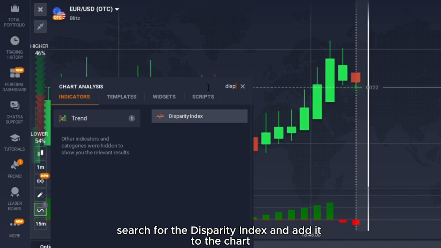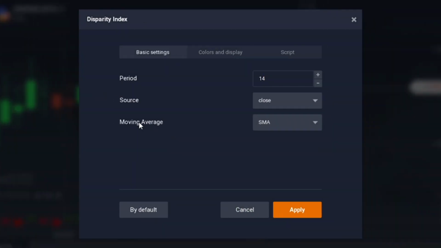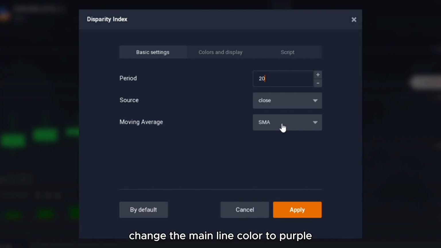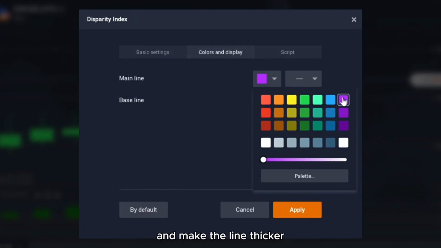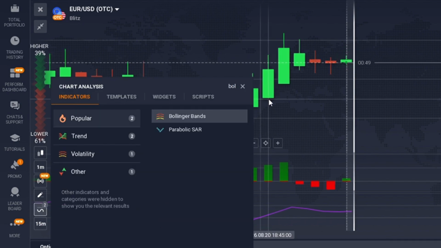Next, search for the disparity index and add it to the chart. Change the period to 20 and keep the moving average type as SMA. Change the main line color to purple and make the line thicker. Then click Apply. Finally, search for Bollinger Bands and click on it.